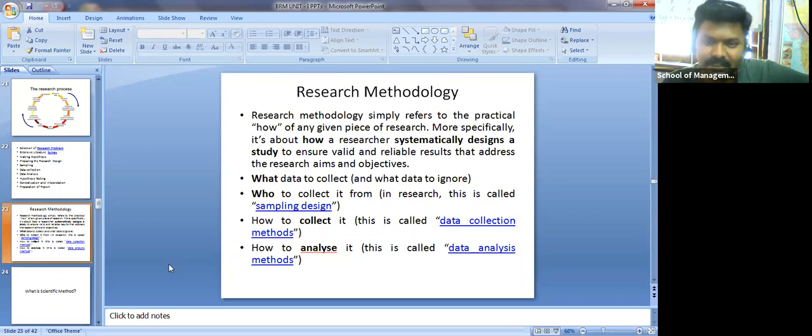But in a thesis, those who are doing a thesis, their guide may definitely ask them, on what basis did you choose 150 or 200? So there is a logic behind that. You should have a systematic design to do your research work. Okay, so it is about how a researcher systematically designs a study to ensure valid and reliable results that address the research aims and objectives, right?